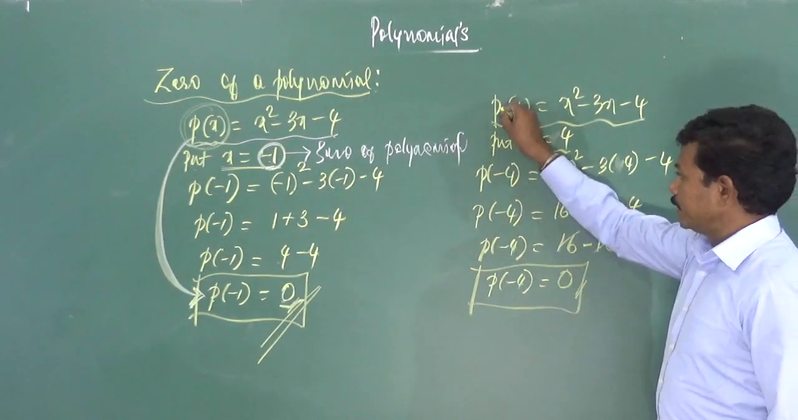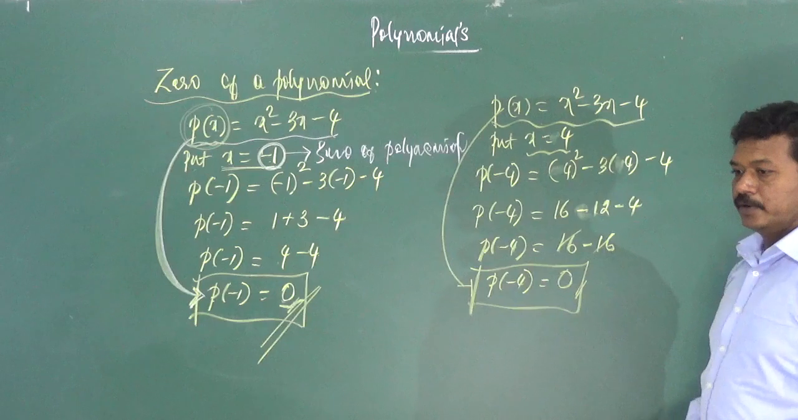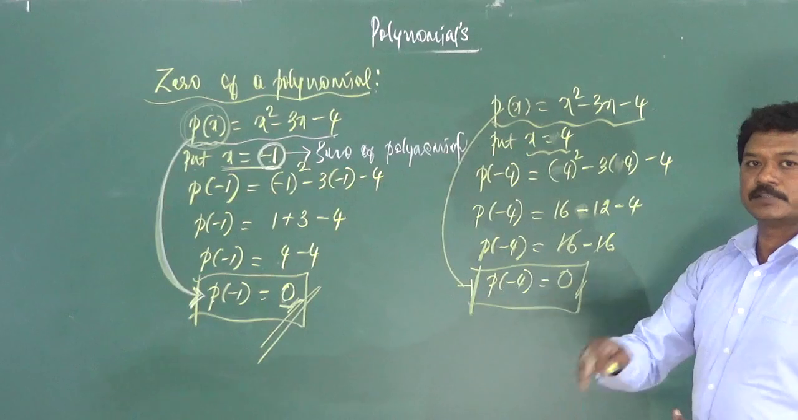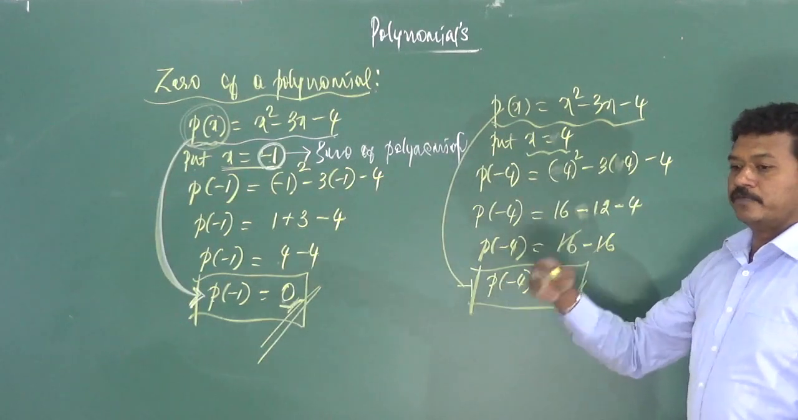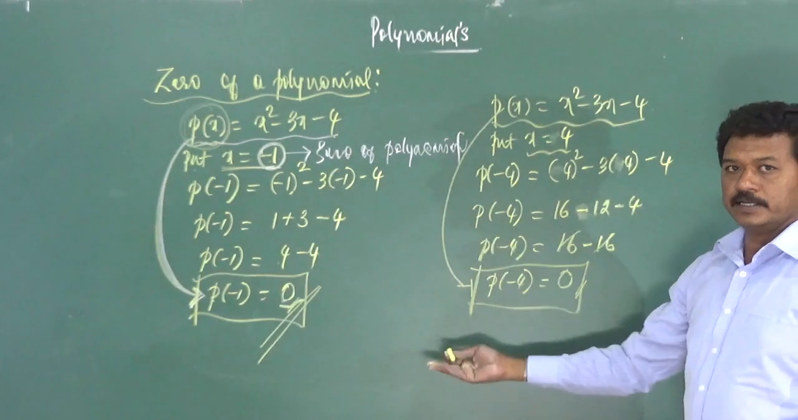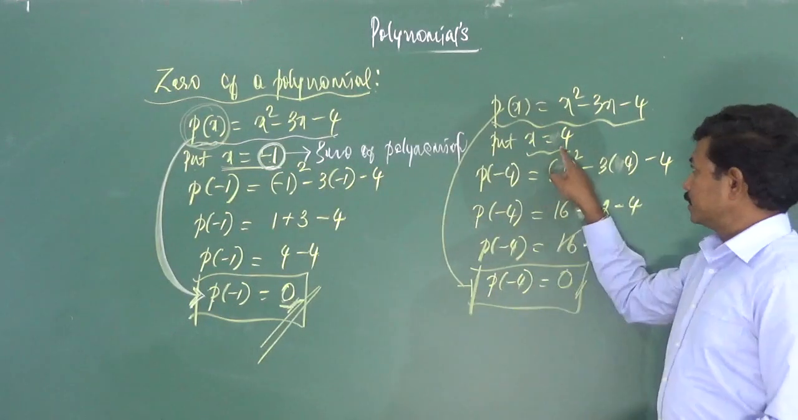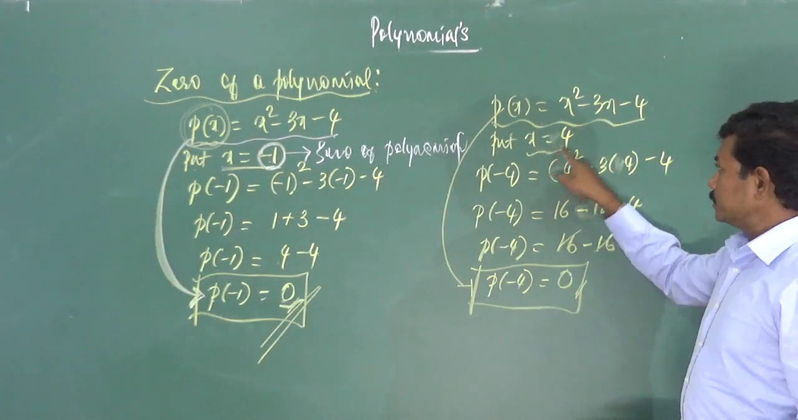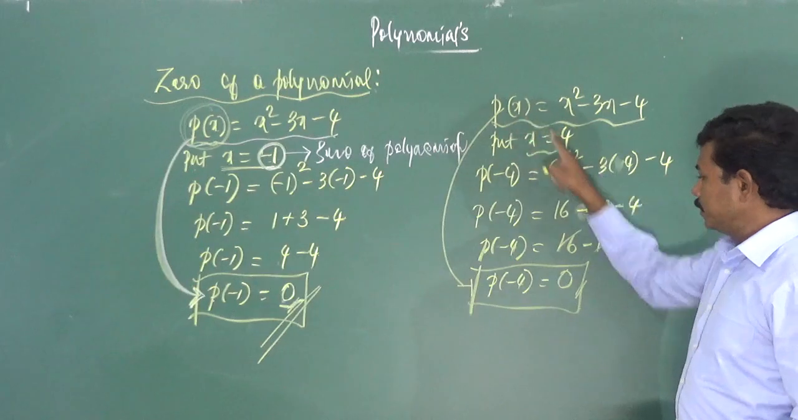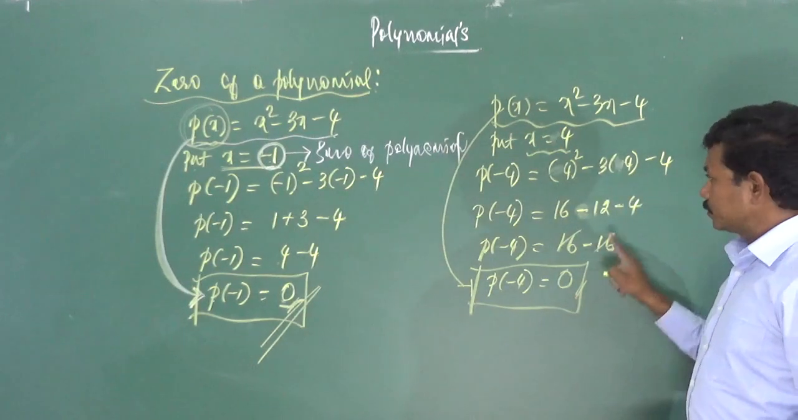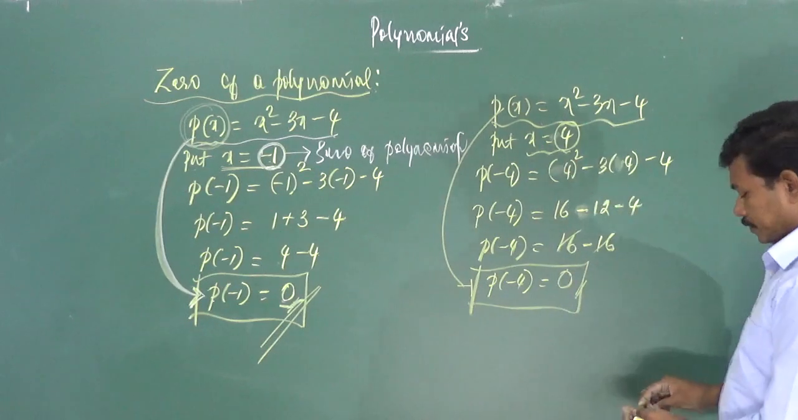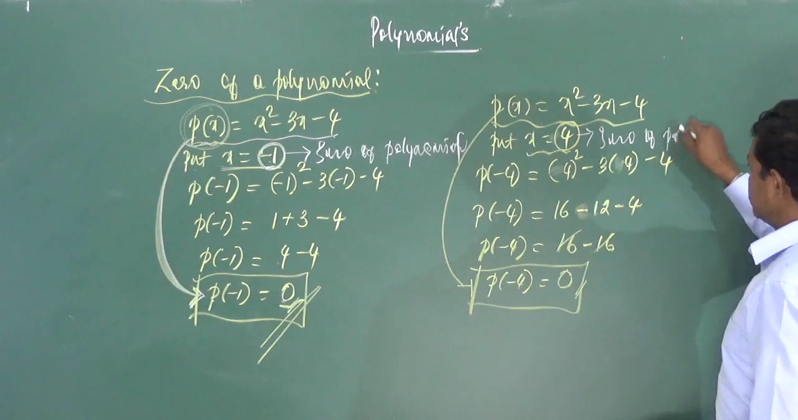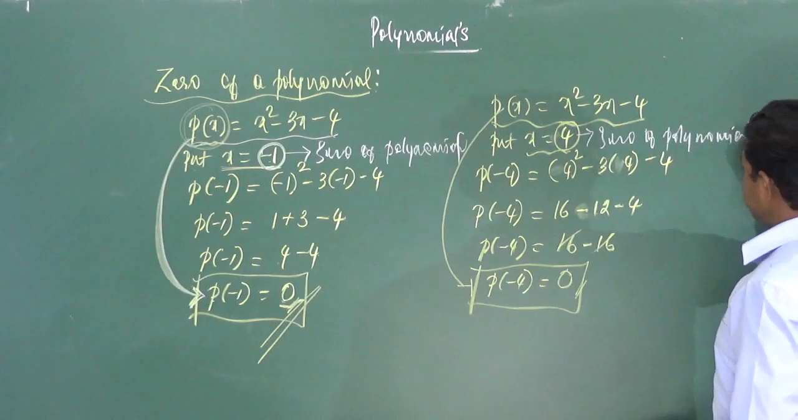In the sense, you made this p of x become equal to 0. So which value made the polynomial equal to 0? That's a very important question. What value of k, that is the real number here, made the polynomial p of x equal to 0? Here x is equal to 4 made this polynomial p of x equal to 0. So therefore 4 is called a zero of the polynomial. Please remember this.